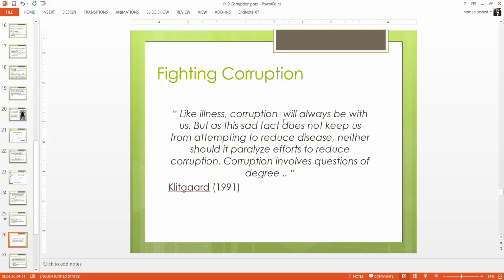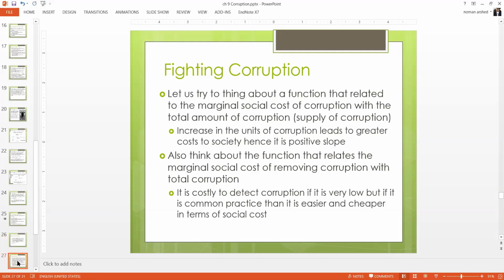Like illness, corruption will always be with us, but as this sad fact does not keep us from attempting to reduce this disease, neither should it paralyze the effort to reduce corruption. Corruption involves the question of degree. This is a statement by one author in 1991. He said that corruption will always be there, so it's a question of degree. How much corruption should be tolerated? We should not lose hope that we cannot solve it. It's a question of degree, how much we can solve.